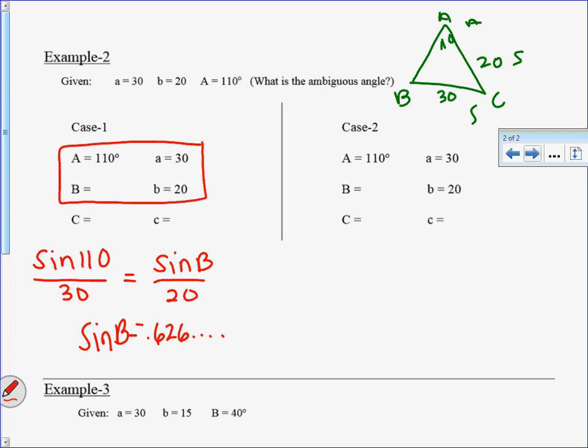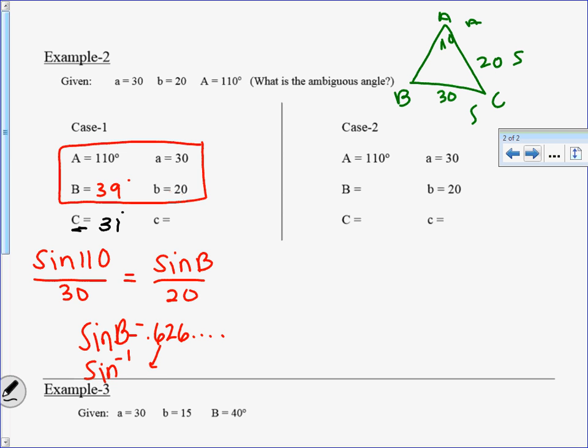Leave that number in your calculator so you can use it again later. That's not the angle B, that's sine of B. So in your calculator, take the inverse of that. So second sine, go get the answer. And I got approximately 39 degrees for angle B. Remember, round that to the nearest whole number. Now, I need to subtract these from 180 so that I can get angle C, which is 31 degrees.